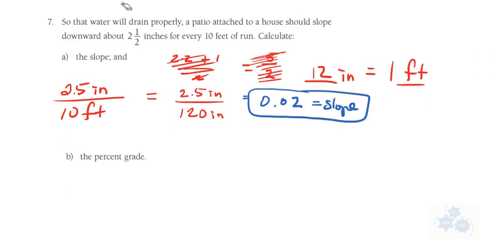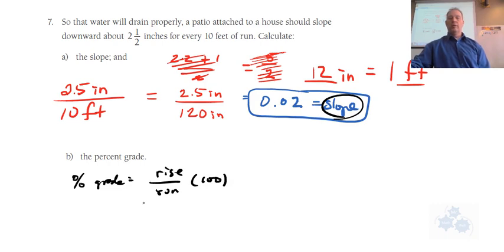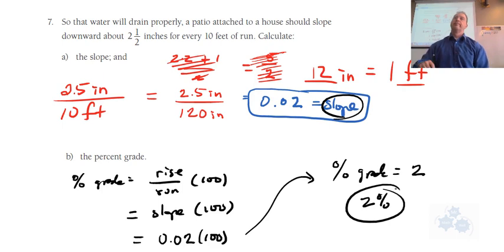Okay, so B talks about the percent grade. So let's talk about that. Remember, percent grade equals rise over run times 100, or the slope times 100. That's all it is. So the slope here from A is 0.02, multiplied by 100. The percent grade is 2%.